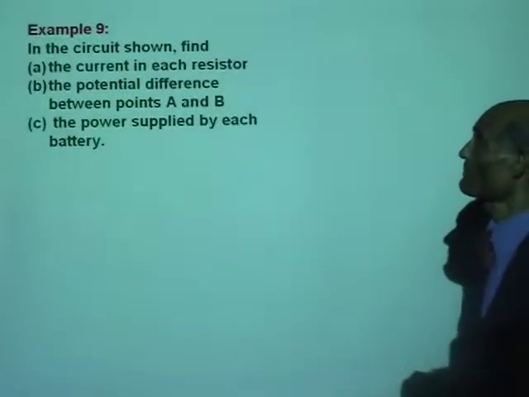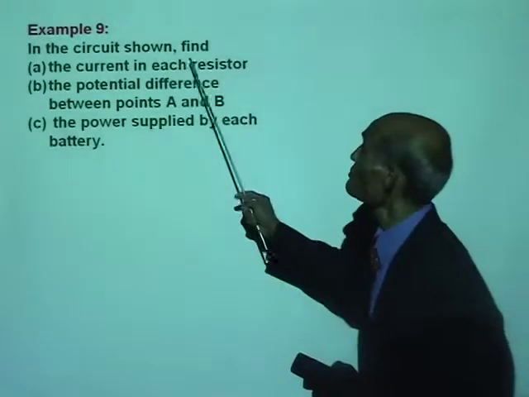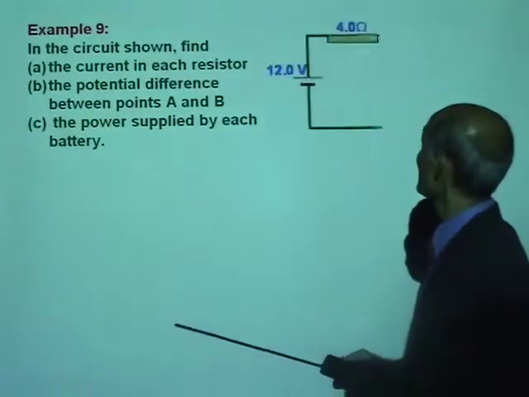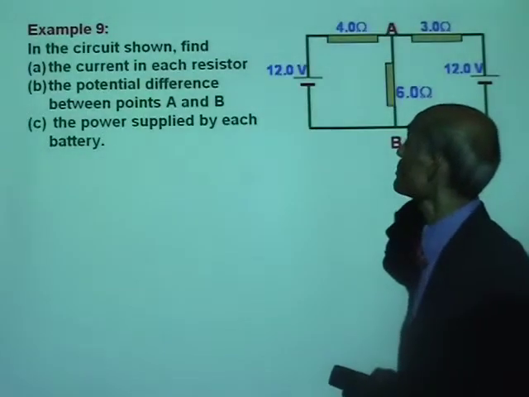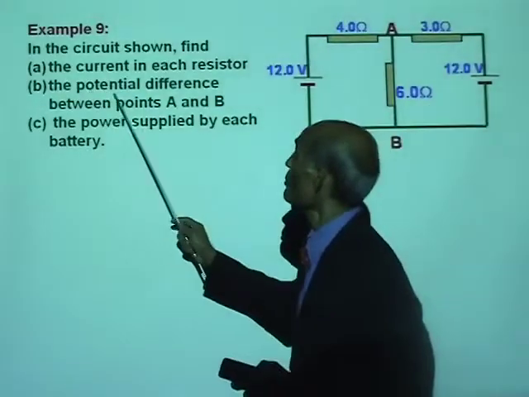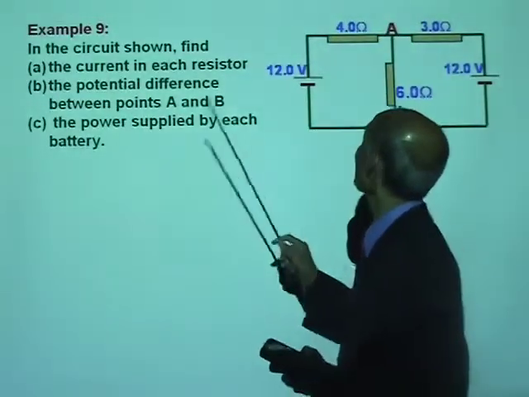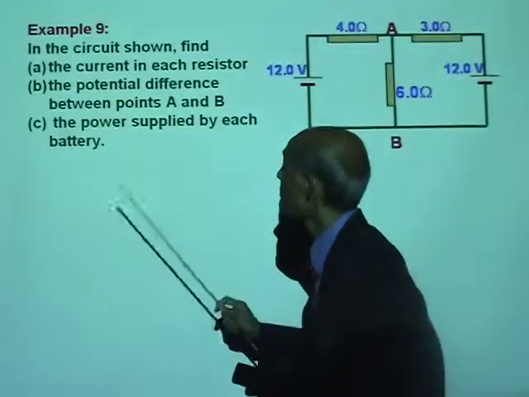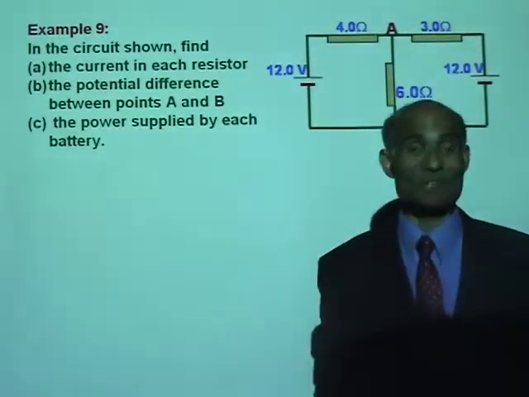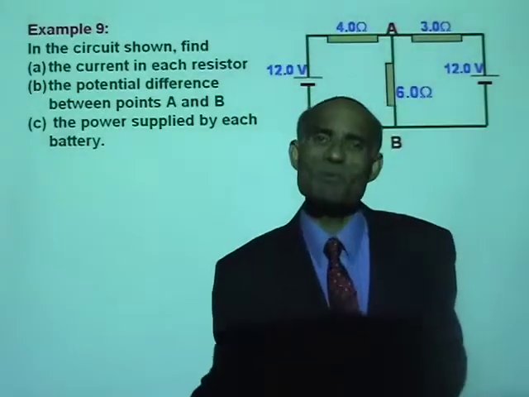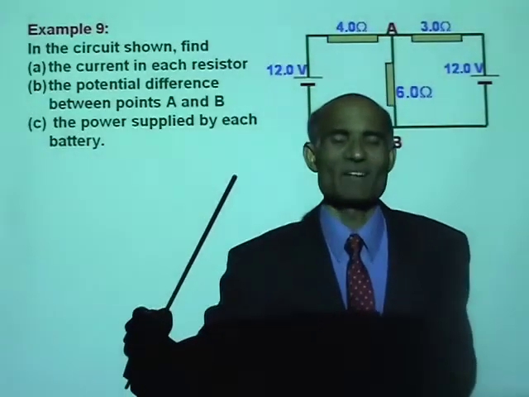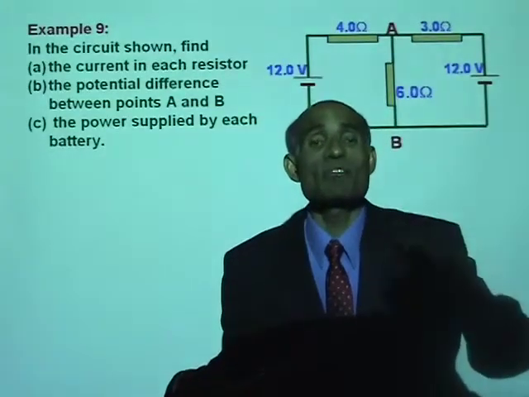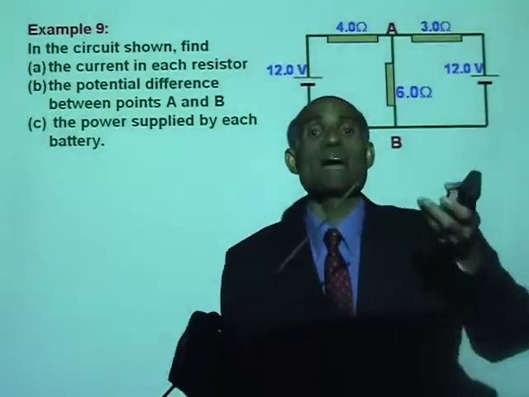Let's do another one. In the circuit shown, find A, the current in each resistor. This is the circuit. The current in each resistor, B, the potential difference between points A and B, and C, the power supplied by each battery. Now, what is the power supplied by a battery? The power supplied by a battery is its EMF multiplied by the current passing through it.